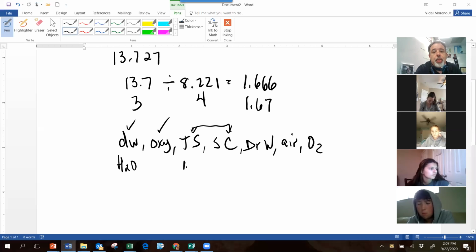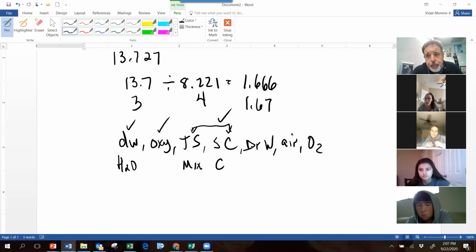So this is going to be a mixture. While sodium chloride, whenever you see a chemical name like sodium chloride or calcium oxide, that is a compound, so that's a pure substance. Same thing here between distilled water and drinking water. Distilled is as pure as we can make it. Drinking water, there's stuff in it. So that is a mixture.